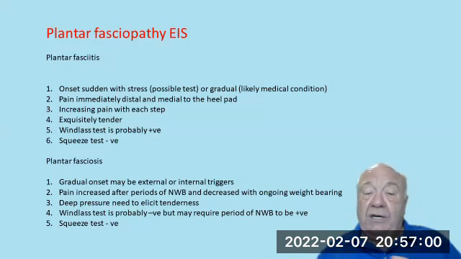But it's not particularly irritable. When you stop the activity, the pain will stop as well. You need very deep pressure to get the tenderness. The windlass test in this case is almost certainly going to be negative.